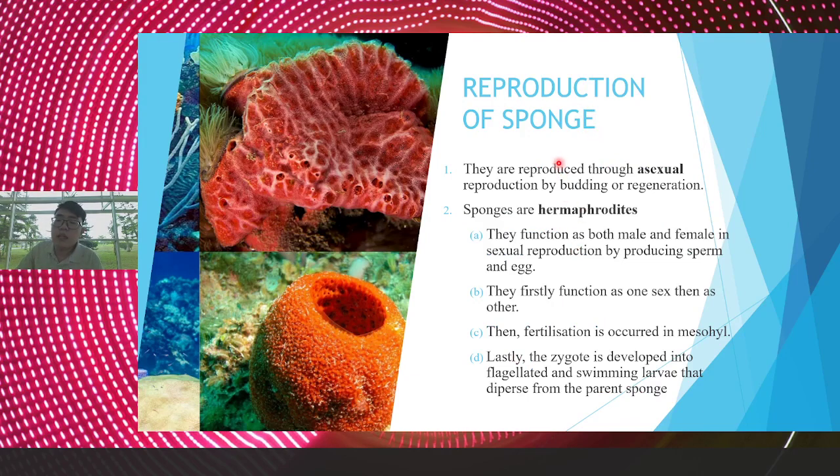So the sponge is really special. If you saw the video for the kingdom Animalia explanation, I said that in kingdom Animalia almost all are sexual, right? Sexual, right? But for this phylum, it is very special. It can reproduce asexually. They reproduce asexually, by budding or regeneration. And then the sponges are hermaphrodite. Hermaphrodite means that it can be male or female.